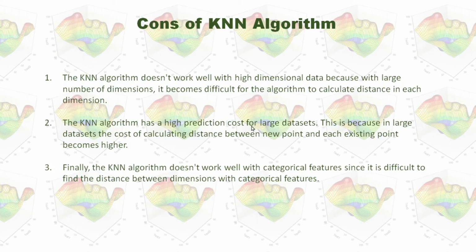You can imagine if you have one new data point and you have 10,000 existing data points, then you have to calculate the distances 10,000 times. And if you have 1 billion existing data points, you need to calculate distances 1 billion times. Finally, the KNN algorithm doesn't work well with categorical features since it is difficult to find the distance between dimensions with categorical features.